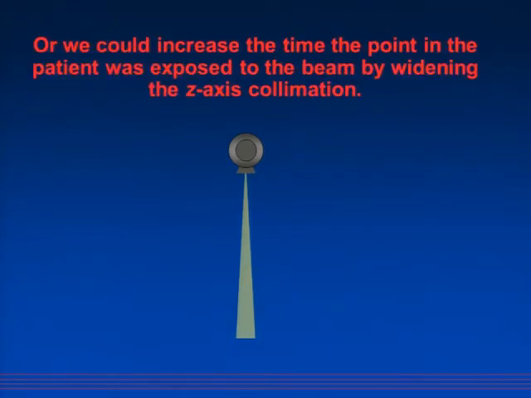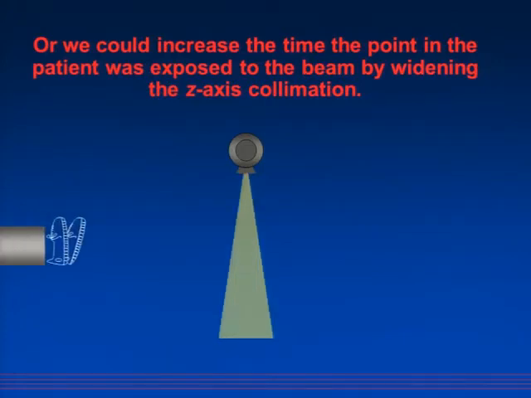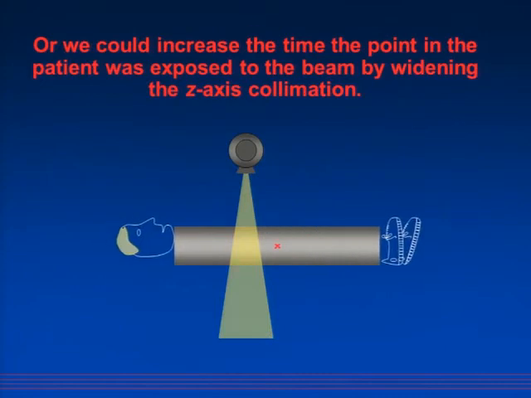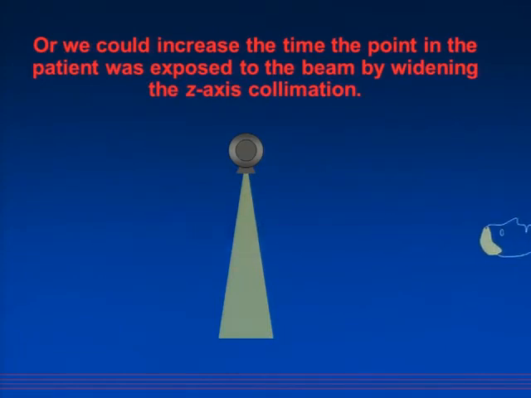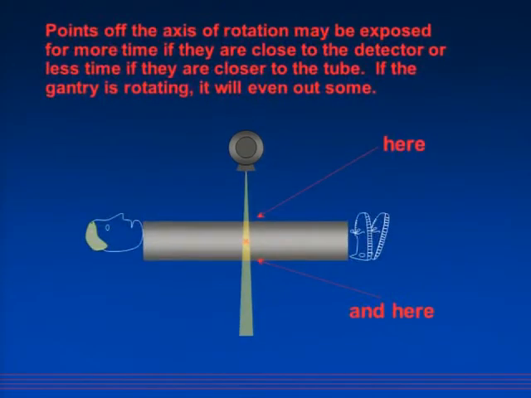We could increase the time the point in the patient is exposed to the beam by widening the z-axis collimation, and that will increase the dose to that point. Points off the axis of rotation may be exposed for more time if they are close to the detector, or less time if they are closer to the tube. If the gantry is rotating, this will even out some.